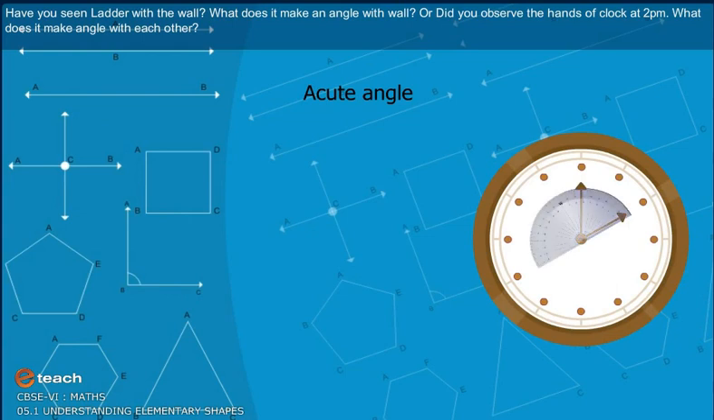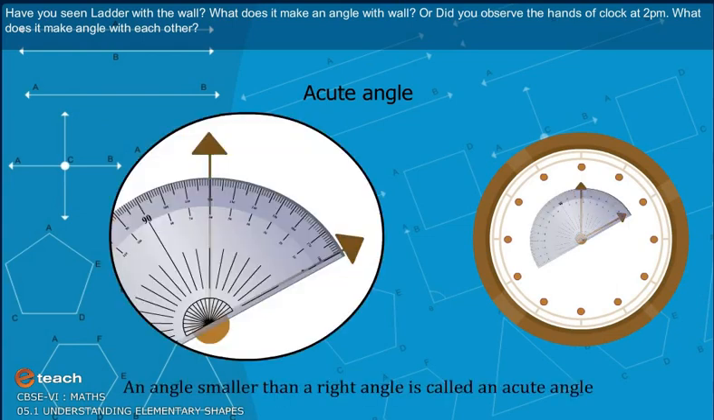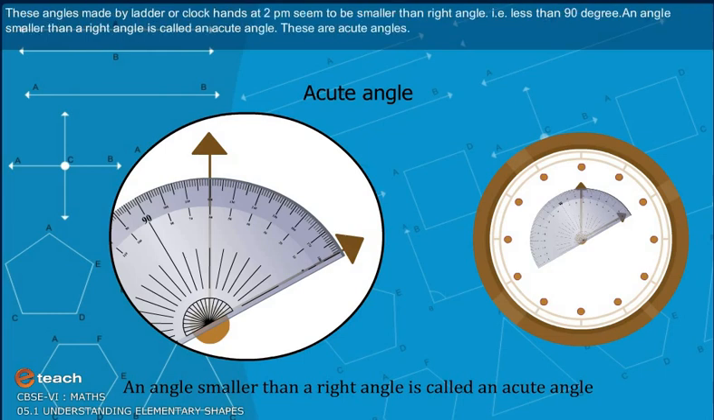Or did you observe the hands of a clock at 2 p.m.? What angle do they make with each other? These angles made by the ladder or clock hands at 2 p.m. seem to be smaller than a right angle, that is less than 90 degrees. An angle smaller than a right angle is called an acute angle.